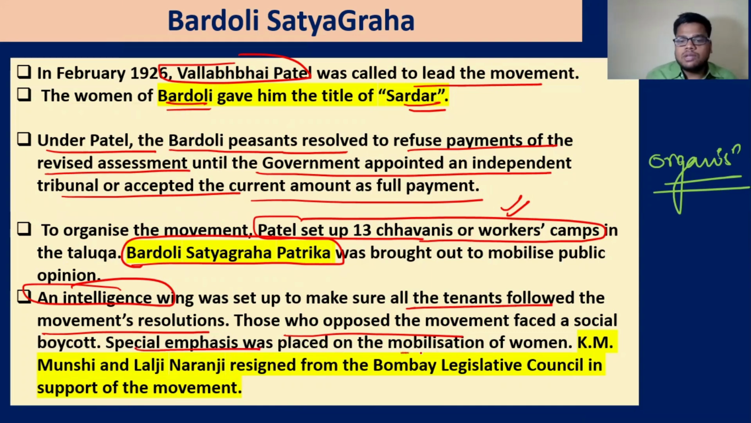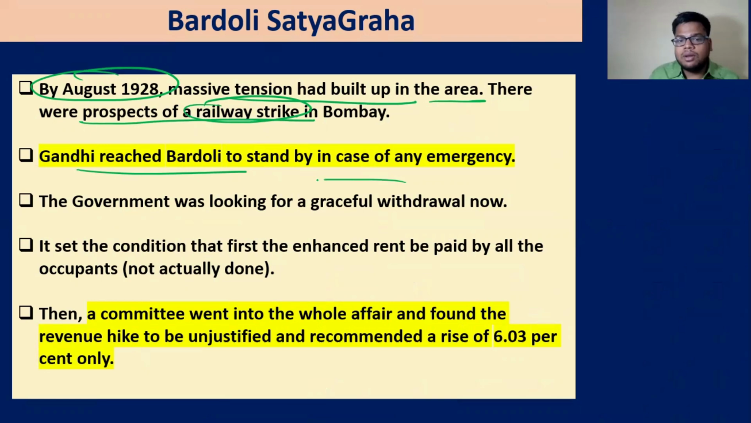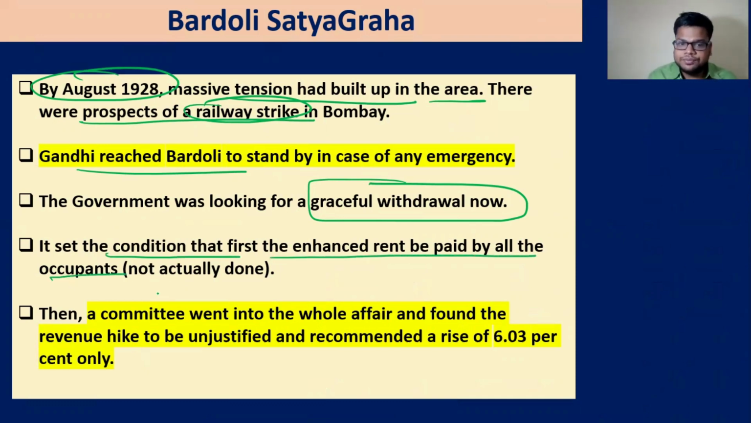So special emphasis was placed on the mobilization of women. And to protest against the recent hike, members of the Bombay Legislative Council, that is KM Munshi and Lalji Narayanji, also resigned from the Council. Then by August 1928, massive tension built up in the area. There were prospects of a railway strike. Gandhi also reached Bardoli. The government was looking for a peaceful withdrawal now, because they could see a lot of protests being done. It set the condition that first the enhanced rent be paid by all the occupants. Then a committee went into the whole affair and found the revenue hike to be unjustified and recommended only 6.03%.